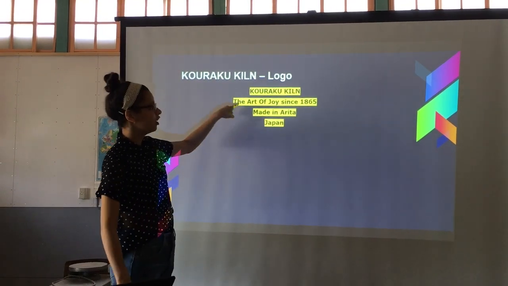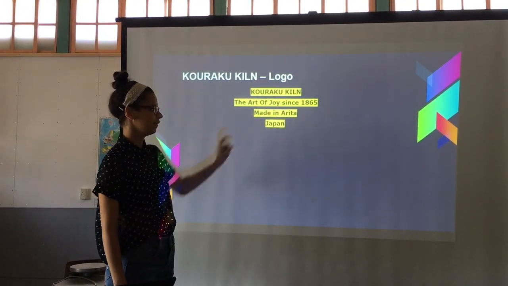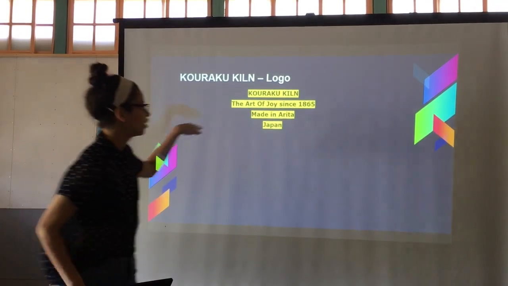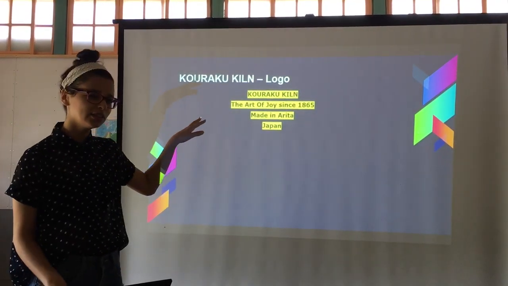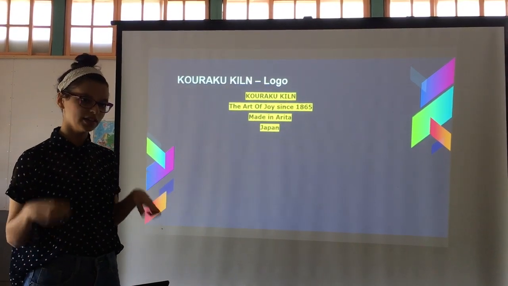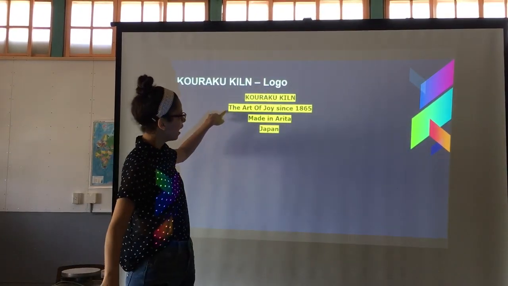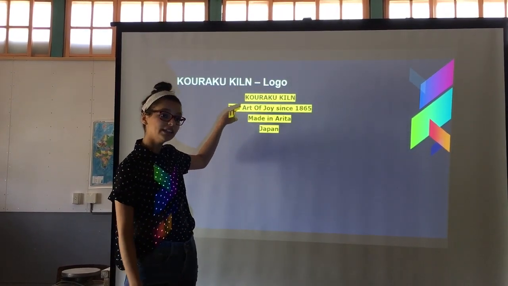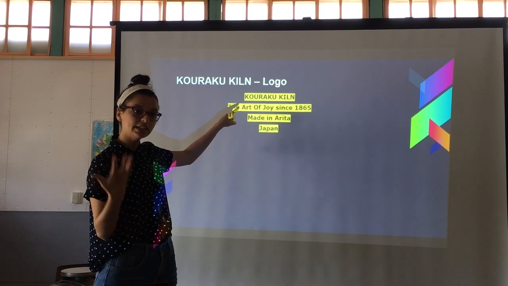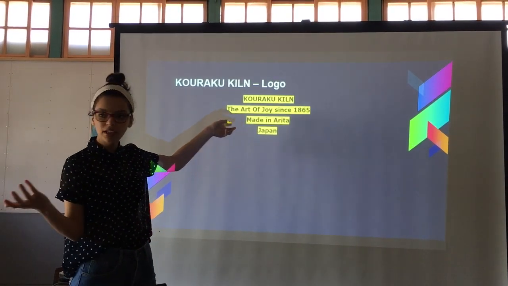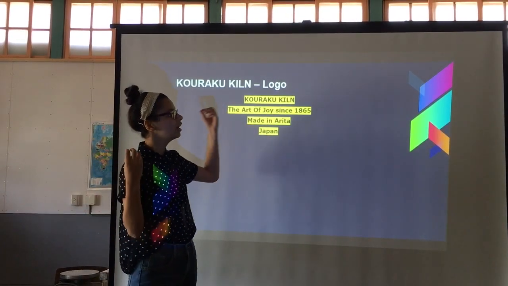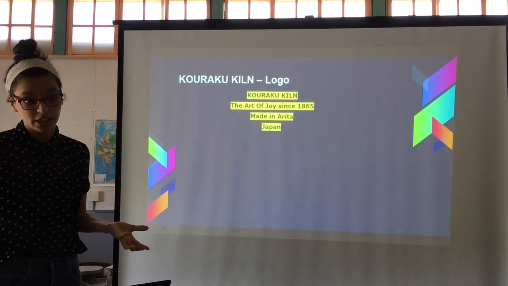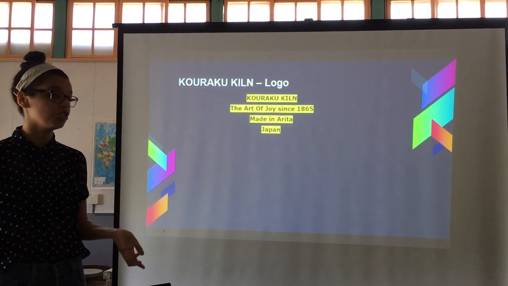Kouraku Kiln, the art of joy since 1865, made in Arita, Japan. If you say Kouraku Kiln, it's like Vegas. What happens in Vegas stays in Vegas. It's a slogan. I suggest that this would be our slogan, because we're trying to manufacture porcelain to make people happy. So why not just use this slogan to transmit that, because we don't only manufacture. We have the art residence, we have treasure hunting as well.